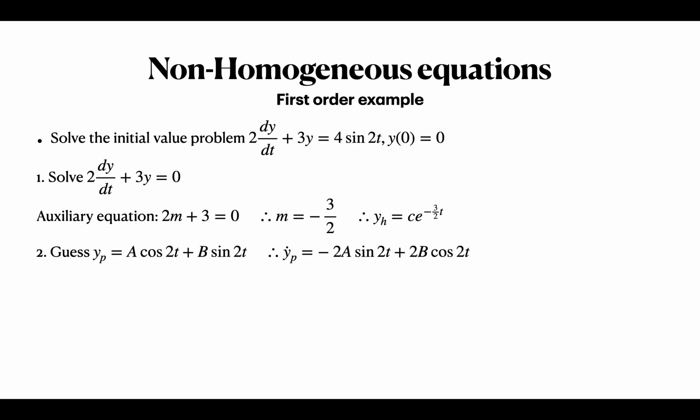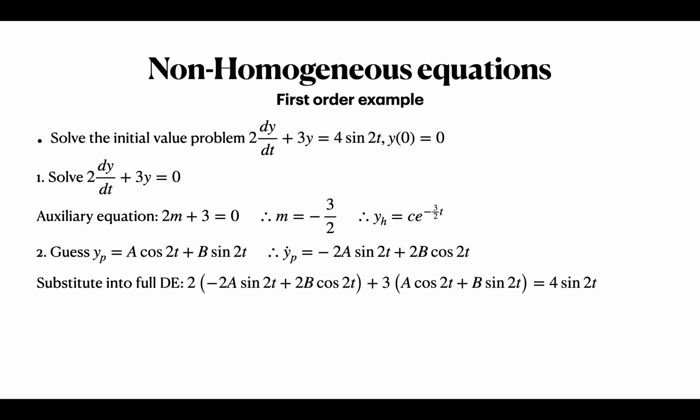Be careful because you need to use the chain rule. When I differentiate cos, I get minus sine, but I need to differentiate inside the cos as well. So I get minus 2A sine 2t plus, when I differentiate sine 2t, I get cos 2t multiplied by 2, and that's the reason why I get 2B cos 2t. All right, so now I've guessed y_p, I've calculated y_p dot, I plug those two things back into the original differential equation, and that's what I get.